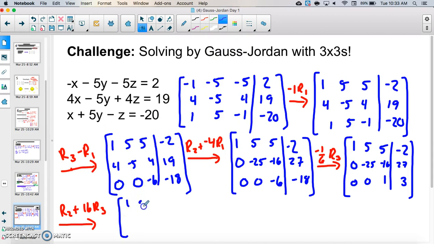So top row is still the same. Middle row also the same. Oh, just kidding. Middle row is what we're replacing. So we're doing row 2 plus 16 times this. So 16 times 0 plus 0, 0. 16 times 0 plus negative 25 is still negative 25. And then 16 times 1 is 16 plus negative 16 gives me the 0. And 16 times 3 plus 27 is going to give me 75. And the bottom row is the one that's not changing.